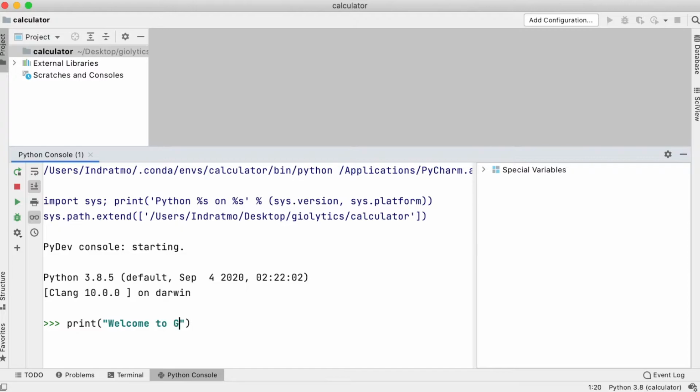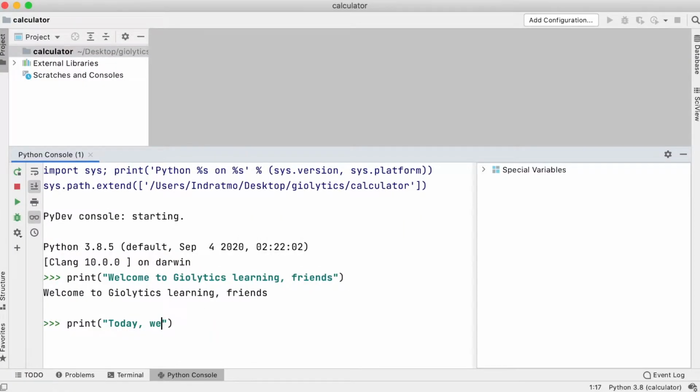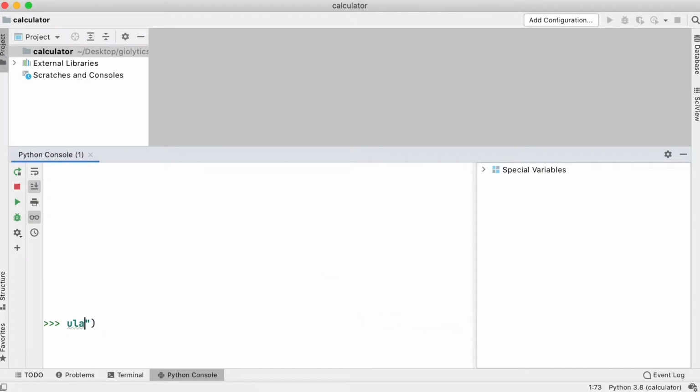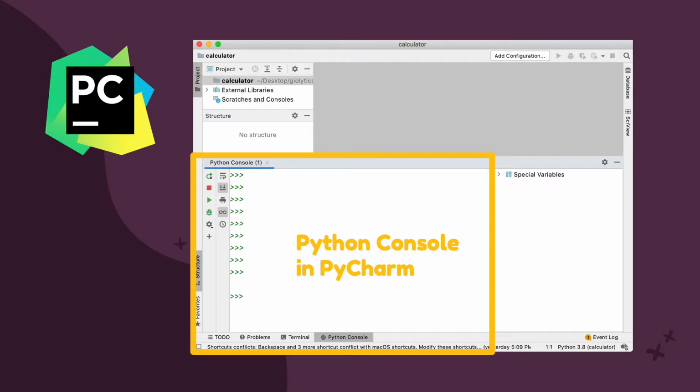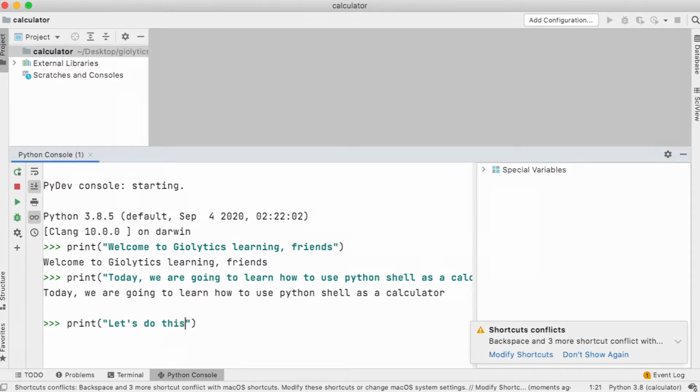Today I'm going to show you how to use Python shell as a calculator. What is a Python shell? A Python shell is a tool in Python, also known as Python console, useful for trying and exploring simple Python code. It's a great tool for learning and experimenting with Python functions and statements.